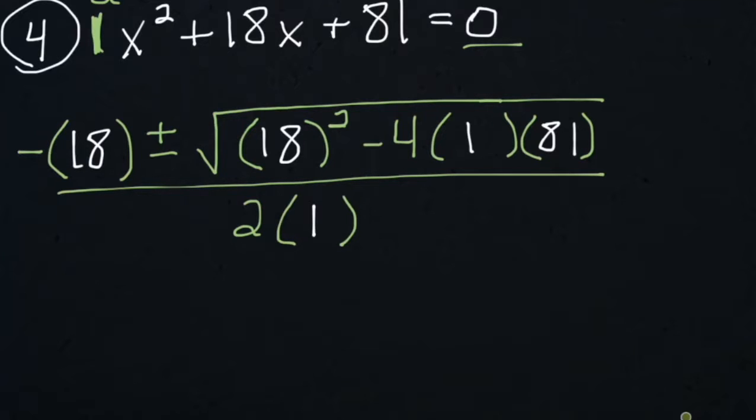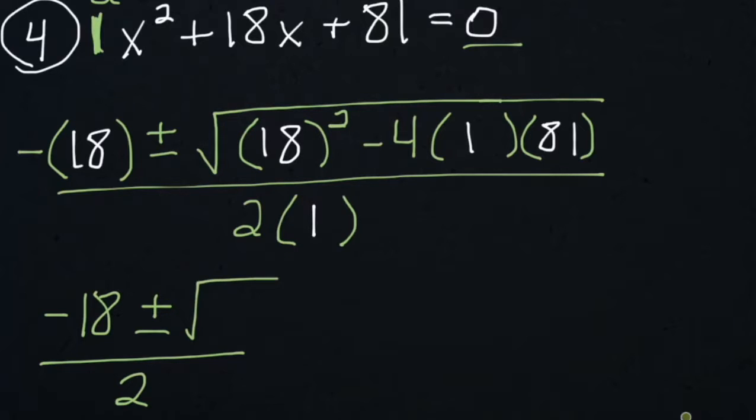Remember, the first step to simplifying, we simplify the denominator, 2 times 1 is 2, and then we find the stuff under the radical. So when I plug in 18 squared minus 4 times 1 times 81, I get 0. Okay, so the square root of 0 is 0.